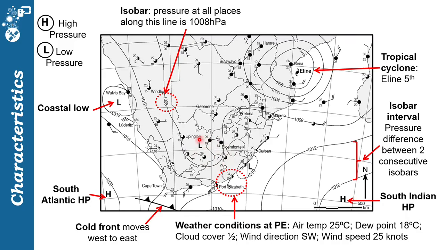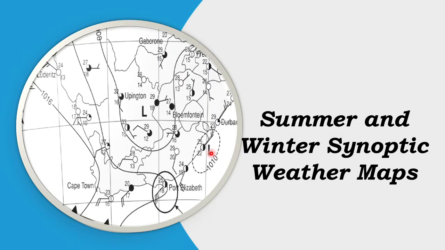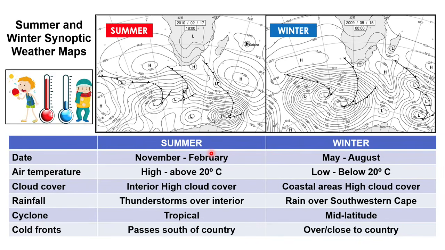In the summer months, the Kalahari high pressure cell is replaced by a low pressure cell called a heat low, as in H-E-A-T, a heat low or a thermal low pressure cell. Right, now we're going to differentiate between synoptic weather maps representing the winter season and synoptic weather maps representing the summer season. Let's have a look. What are the differences? Oh, that looks like a lot, doesn't it? But it's not that hard.